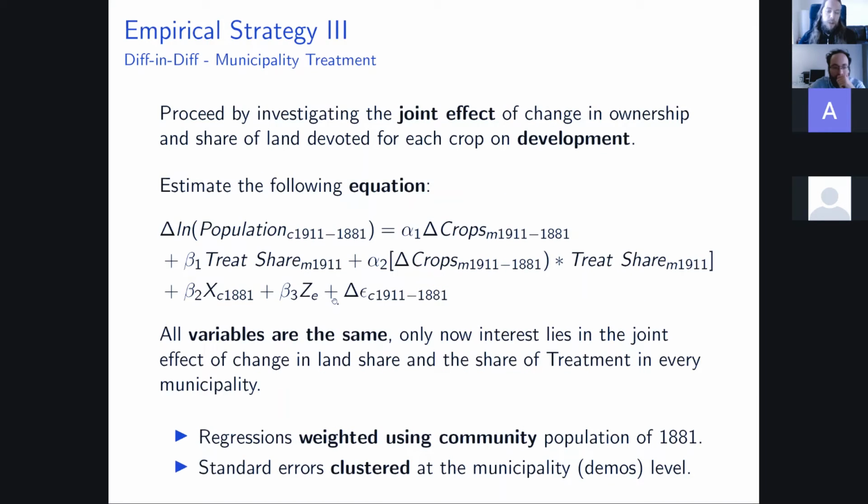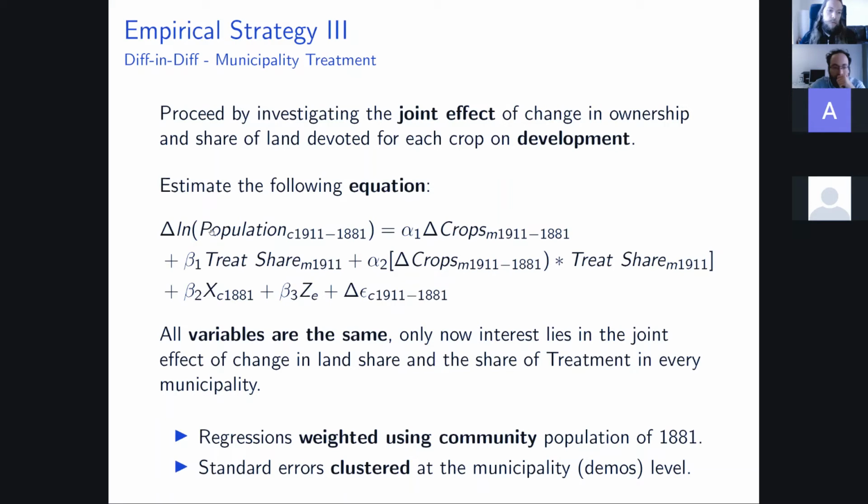And then we proceed to see whether this had a joint effect on development. So this is essentially the difference in differences that we're actually employing. So now we use more or less the same variables as before. So the crops, either wheat, maize, and barley. And we want to see what's the interaction with the change in ownership. So the treatments are in 1911. Again, all variables are the same, but now we want to see whether this has an effect on development.